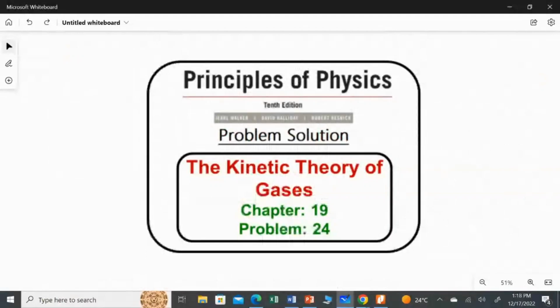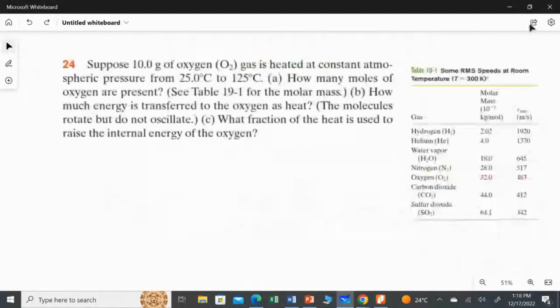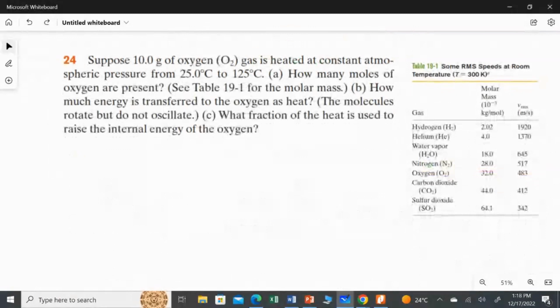In this video, I'm going to solve problem 24 from chapter 19. Suppose 10 grams of oxygen gas is heated at constant atmospheric pressure from 25 degrees Celsius to 125 degrees Celsius. First question: how many moles of oxygen are present? For this, we have to use the table given here to get the molar mass of oxygen, which is 32 multiplied by 10 to the power of minus 3 kilogram per mole.